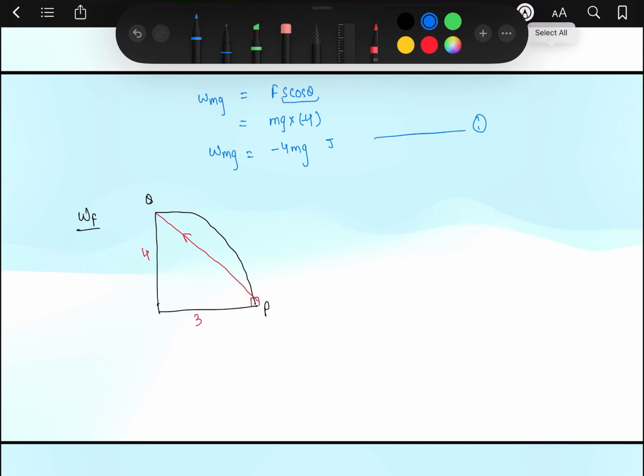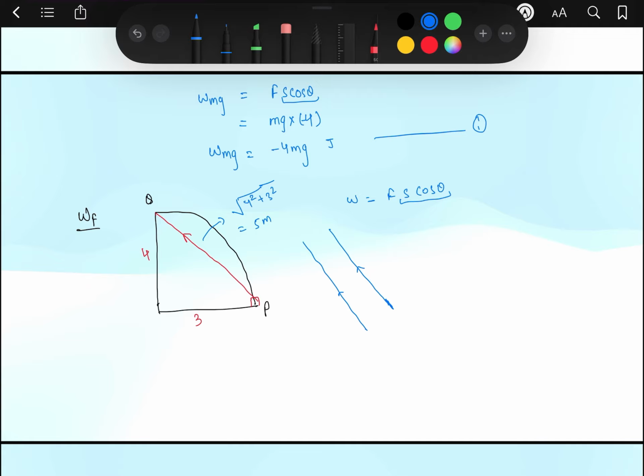So since work done we have defined as W is equal to F S cos theta, and this S cos theta is the displacement of the body along the line of force. So here PQ is the line of force, and along this line of force we have to calculate the displacement. That will be equal to what? This line will be equal to under root 4 square plus 3 square, that will be equal to under root 25, that means 5 meter.